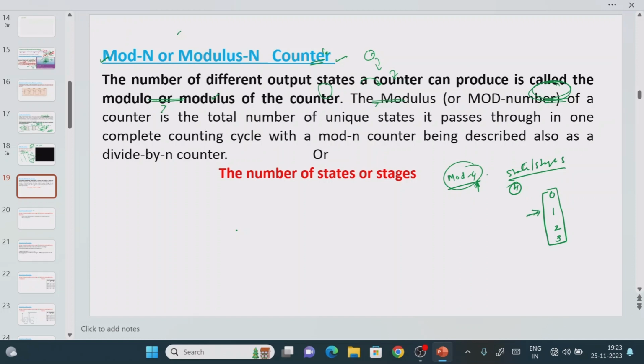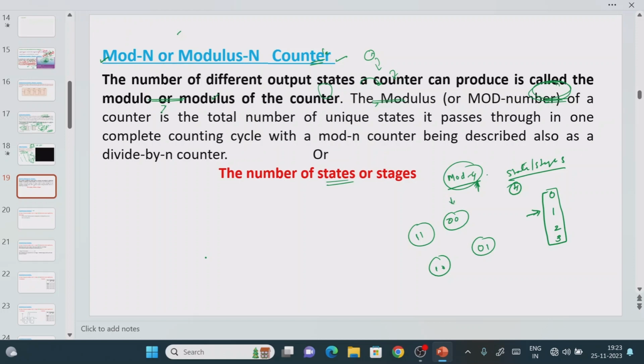If you write it in terms of binary numbers, how will it be? 0 0, the next state will be 0 1, next 1 0, 1 1. So how many counts do we have? 1, 2, 3, 4. This is what we call a mod 4 counter, right? Now we understand the meaning of mod n or modulus n.